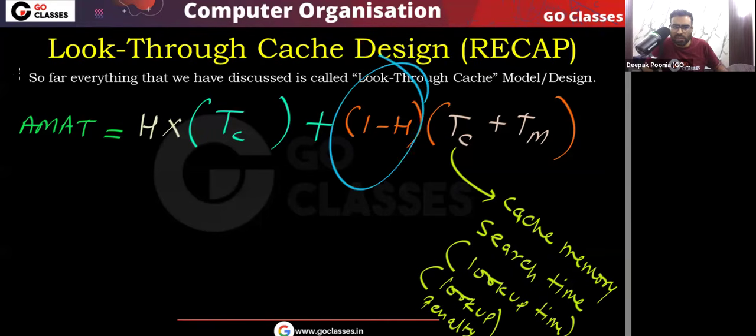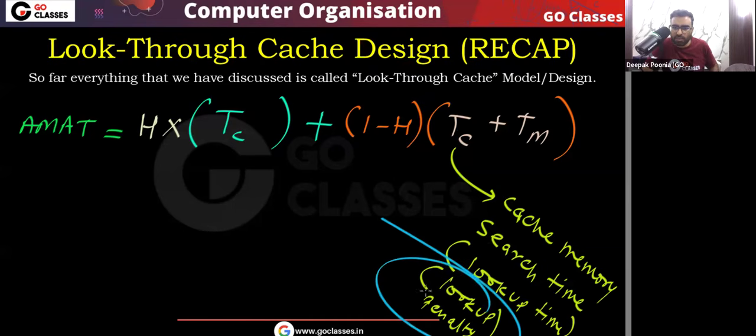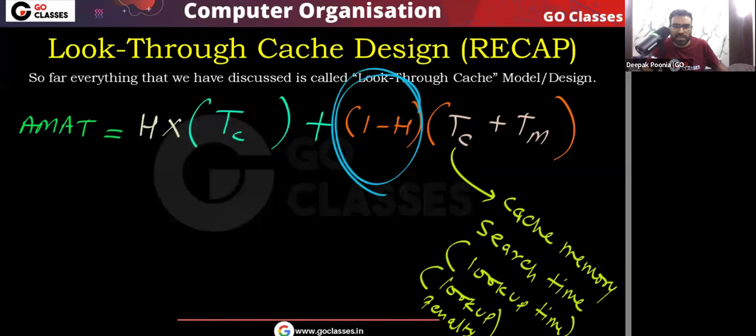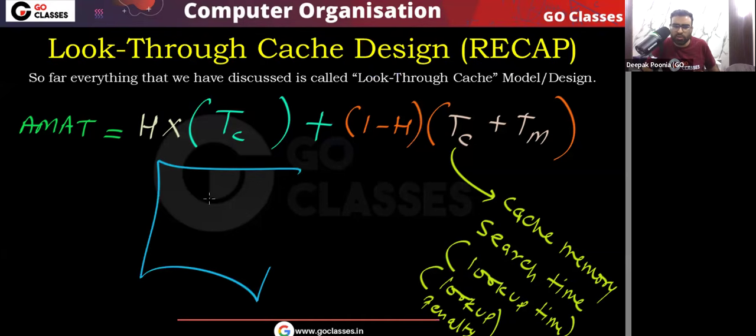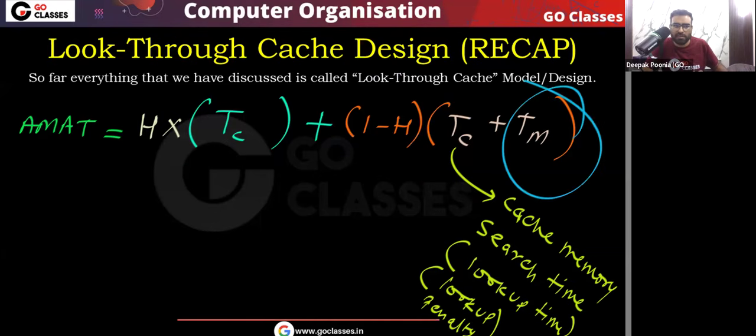So when the data is not available in the cache memory, then also first we have to search in the cache memory. So you can see this is the cache memory search time, or I can say this is the lookup time, or I can say this is the lookup penalty. This is not the miss penalty. This is the lookup penalty. It means if the data is not available in the cache memory, then also first we have to search in the cache memory. So that time we have to spend. That time we have to include. Then we will access the main memory.